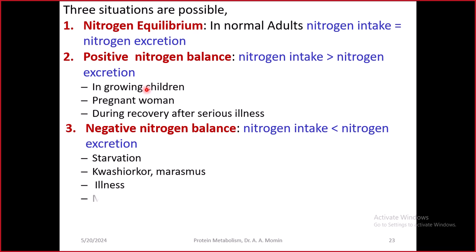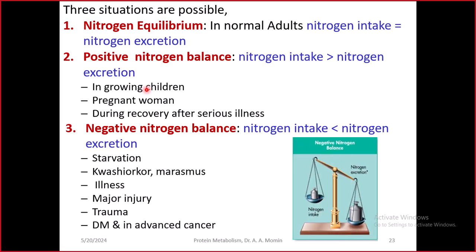The third condition is negative nitrogen balance. The opposite is the case. The intake is less than the nitrogen excretion. Okay. So like the condition as we discussed in the last lecture, starvation, there is no food. There is no food means no protein. So nitrogen intake is lowered but excretion continues.